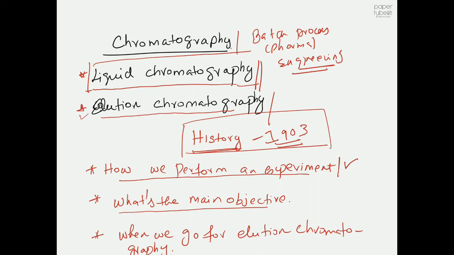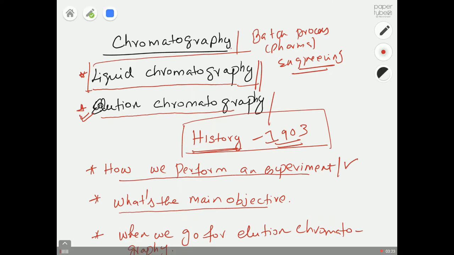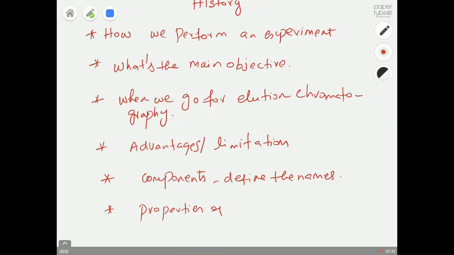Why do we need to go for elution chromatography in order to purify a compound? We already learned something about liquid-liquid extraction, crystallization, and even adsorption. If we have all these techniques, used in pharmaceutical industries mainly for separation of molecules from a sample mixture, whether from a solid phase or a liquid phase, we will see why we go for elution chromatography instead of crystallization, adsorption or liquid-liquid extraction. These things we will cover in this lecture.